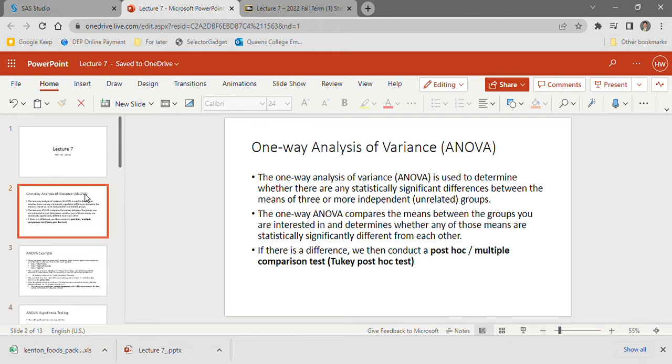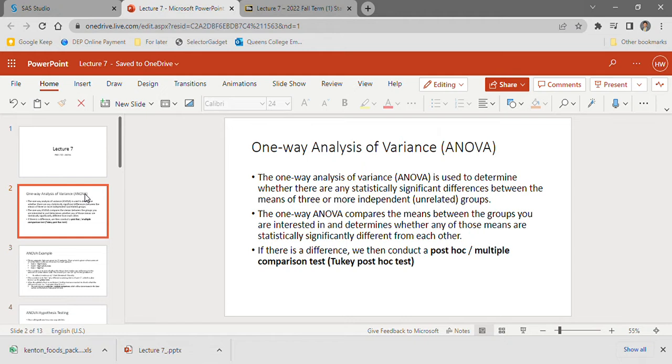The second bullet point: the one-way ANOVA compares the means between the groups you are interested in and determines whether any of those means are statistically different from each other. Let's focus on the second point before we get to the third. This test is going to tell you if there are any differences between the groups, or the classes, whatever your parameters are. Are there any differences? What it doesn't tell you is which group is different.